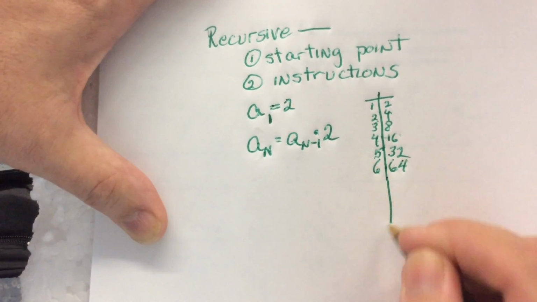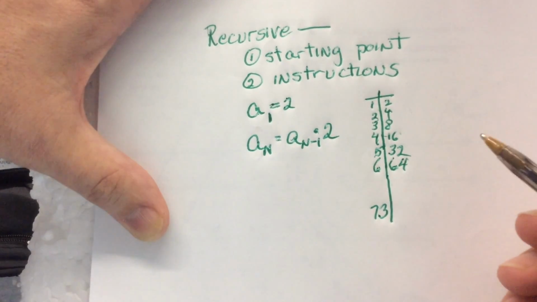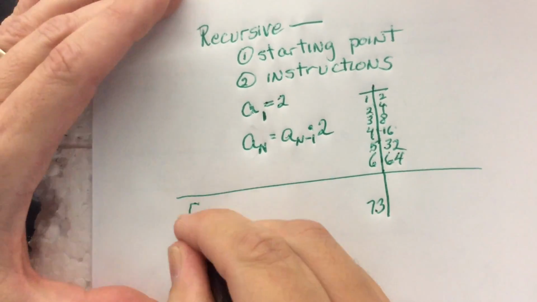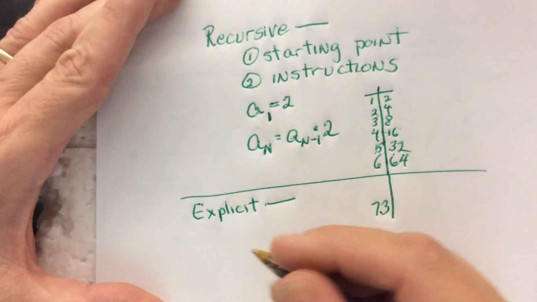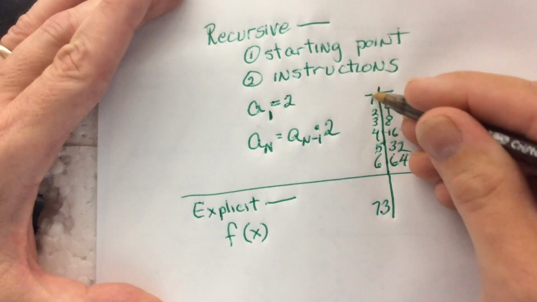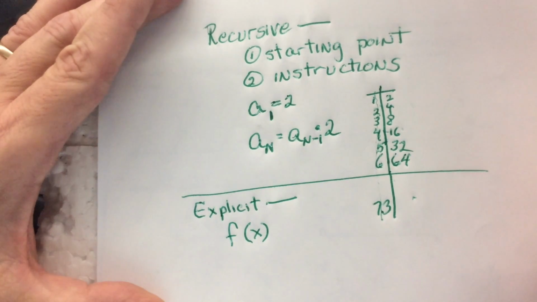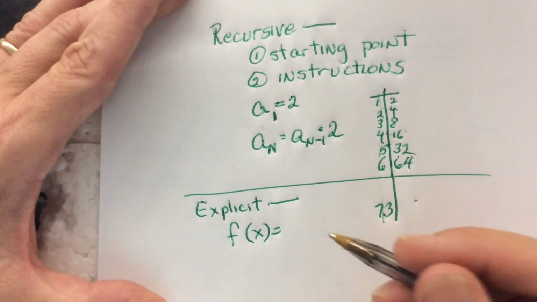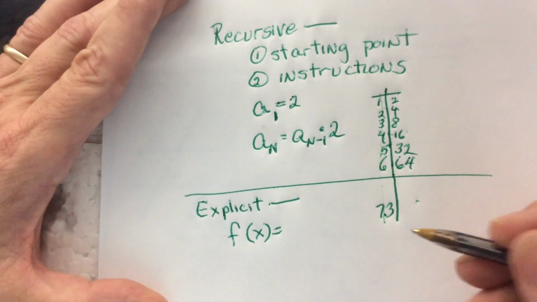If I want the 73rd term, I'm in trouble with this, because I'm going to have to sit all day and multiply and multiply and multiply. That's why there are explicit formulas. Explicit, well, what does that mean? That means all I have to do is tell you what term I want, what number in this column, and you can immediately tell me what the number is on the other side. So here, well, I can't very well say a_n times 2. What's a_n?